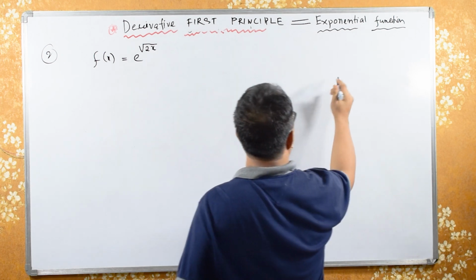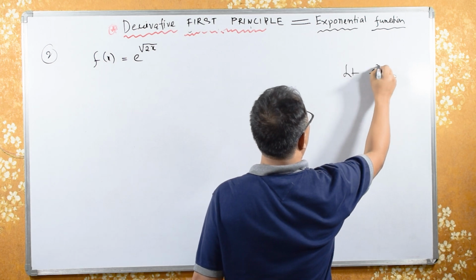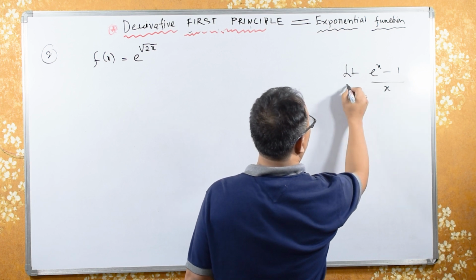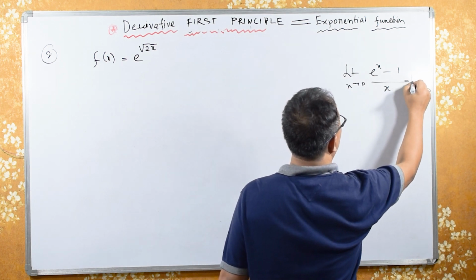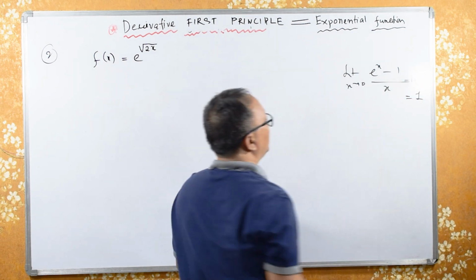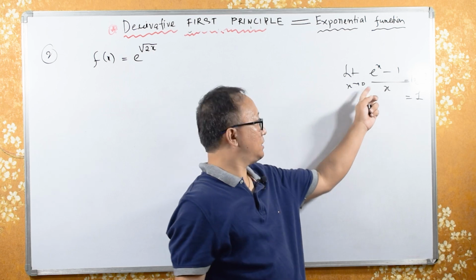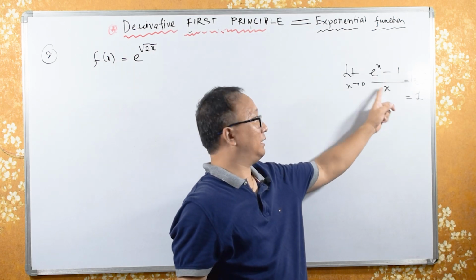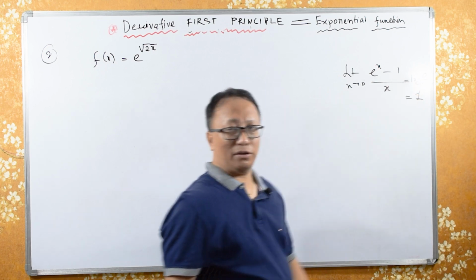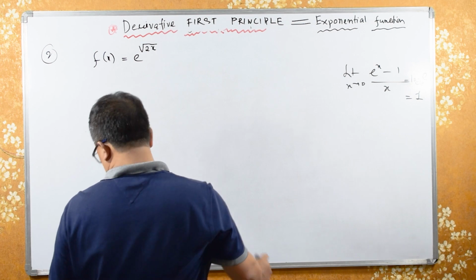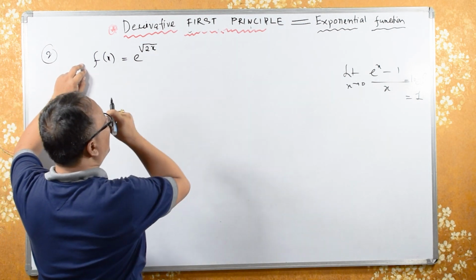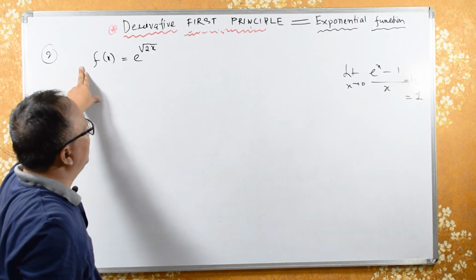Now you know that the limit of e raised to x minus 1 upon x, where x tends to 0, is log of e to the base e, which is 1. Remember, in this limit, this x should be the same as this x. Then when x tends to 0, e raised to x minus 1 upon x equals log of e to the base e, which is 1. Now for this f of x equals e raised to root twice x, we have to find the derivative by first principle.